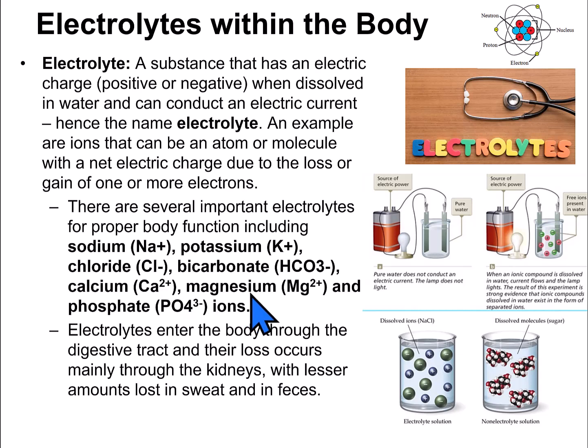Magnesium, phosphate. Well, you get these electrolytes through the digestive tract, or if you have an IV, it can come through the IV. And their loss occurs mainly through the kidneys, with a lesser amount being lost in sweat and feces.